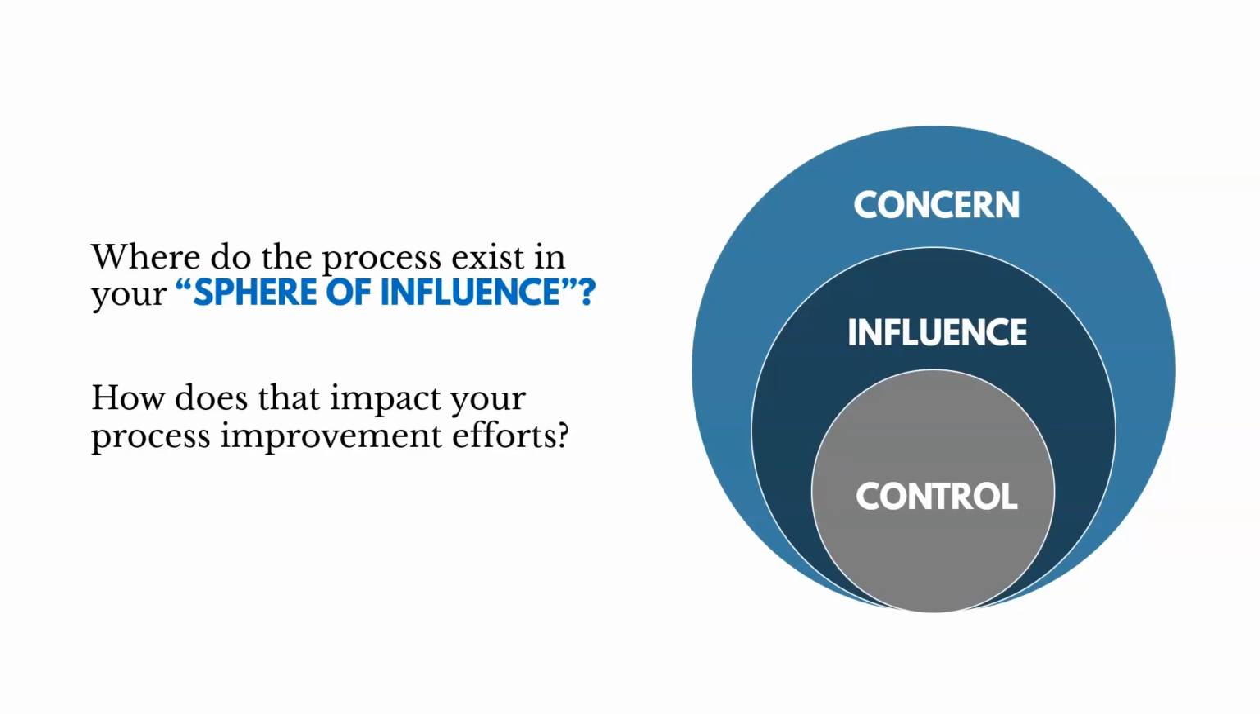Now, the question becomes, how does where the process fits in this sphere of influence impact our process improvement efforts? Obviously, if a process is in our direct control, that's going to be the easiest to change. If it's in our area of influence, it might be a little more difficult. We can make recommendations for making it better. But if it's just in our area of concern, if there's not much we can do about it, it's going to be difficult, right, to change. We focus on the areas that we can control or that we can influence.